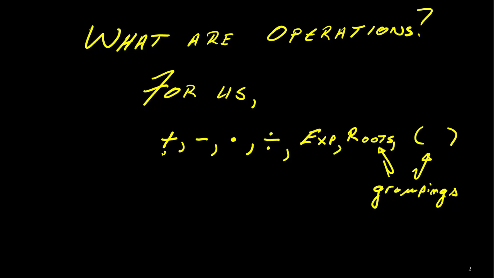addition, subtraction. We'll represent multiplication by a dot. That's called the dot product. Division can either be represented like that. It can be represented as something like this or something like that. We'll also be looking at exponents, roots like square roots, and then groupings like parentheses, brackets, curly brackets.